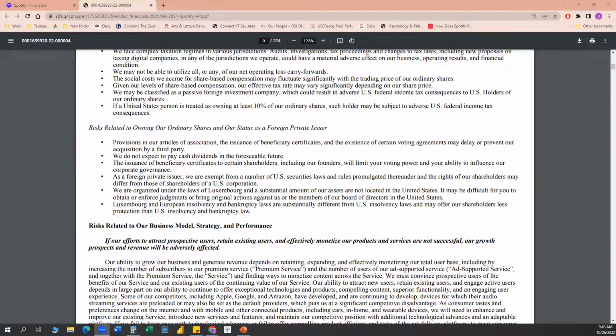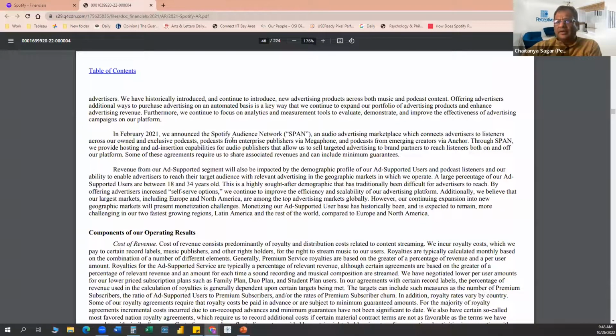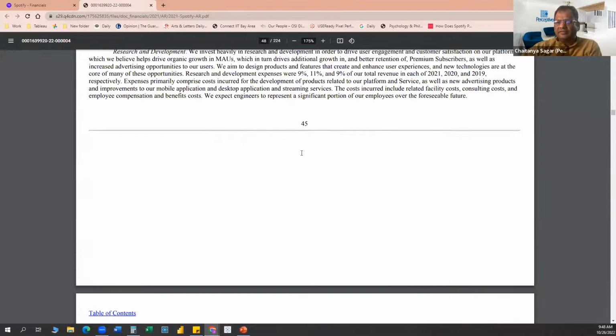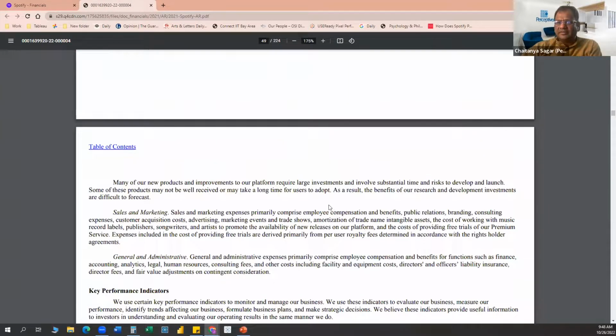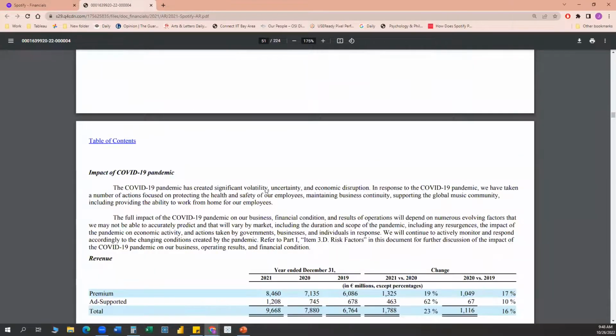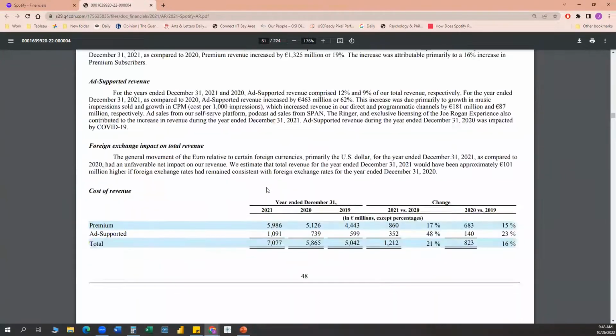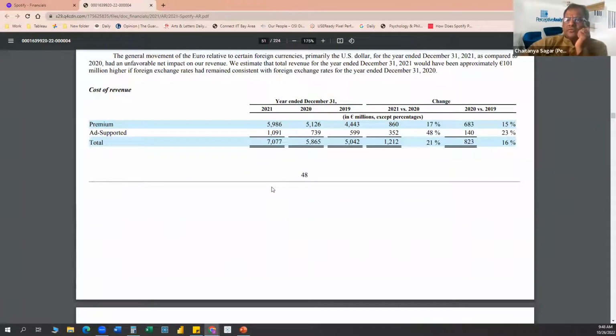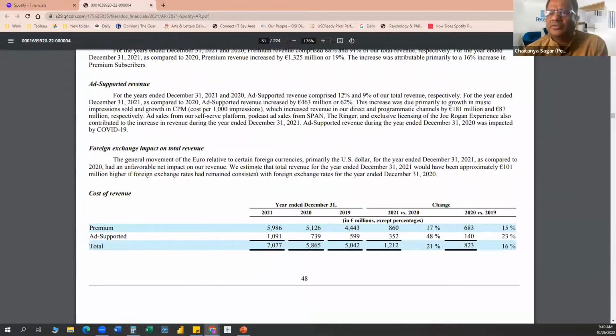In 48th page, they have a cost of revenue table actually. Okay, let's go there. 48, is it? Okay. It's page number 45, this one. Yeah. It's below. Okay. Cost of revenue. Okay. So, okay, got it. So premium and ad supported. Okay. So I just scroll up a little bit. I think it will tell you what is cost of revenue.